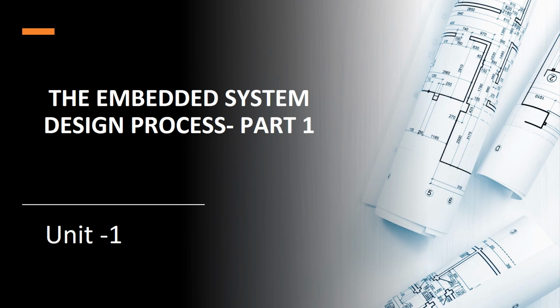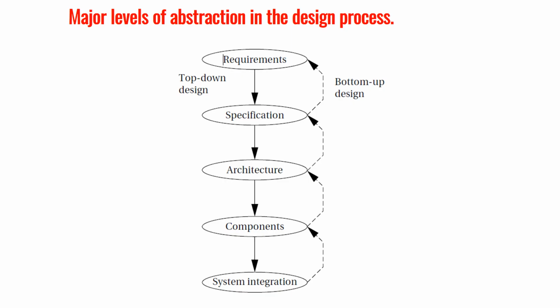Hello friends, in today's class we are going to see about the design process of embedded systems. So how do we design our embedded system? What are all the steps involved in designing an embedded system? That's what we are going to see in today's class. The steps involved are requirement, specification, architecture, components and system integration.